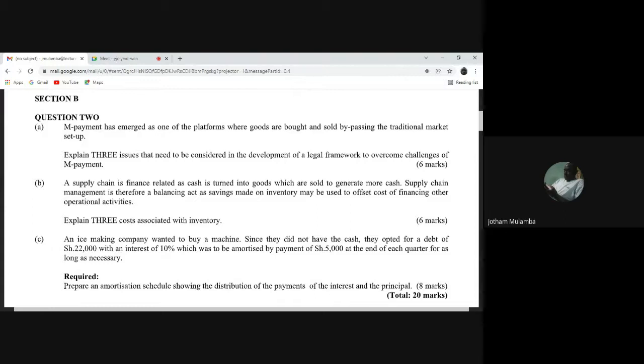So we can move on to the next, supply chain. Explain 3 costs associated with inventory. Can you mention those costs? There was holding cost. There's also storage cost. Warehouse, that's warehouse cost.